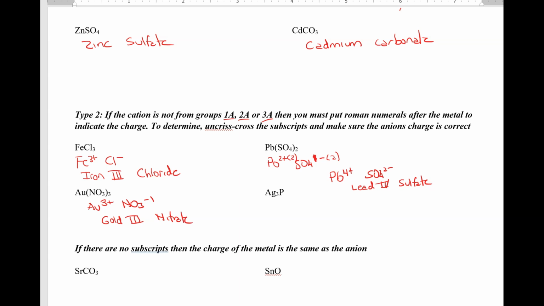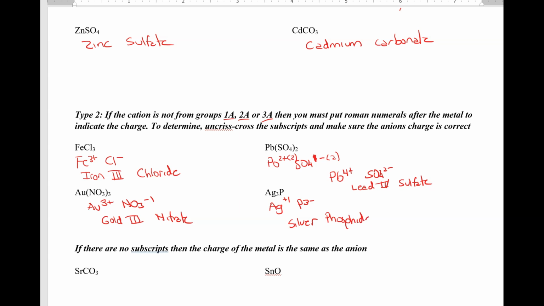This one, uncrisscross, so Ag, there's no number here, so it's a 1. P becomes negative 3. P does have the correct charge, so we're good. So it's just going to be silver phosphide. No Roman numeral for this one because silver is a member of ZAC.